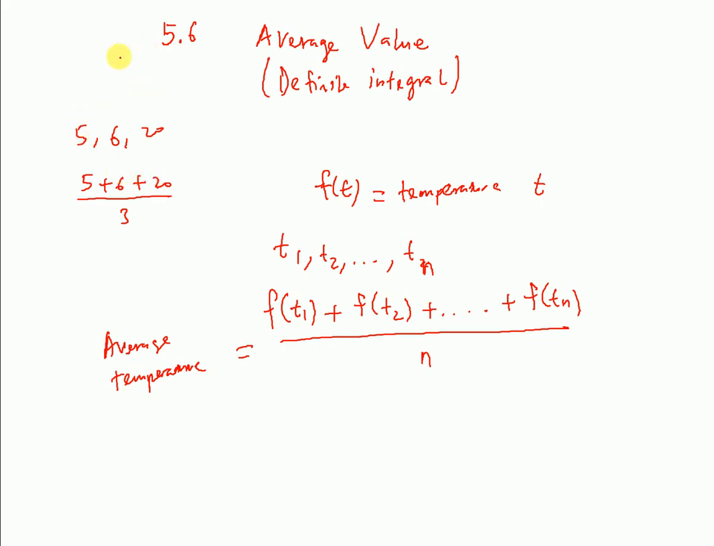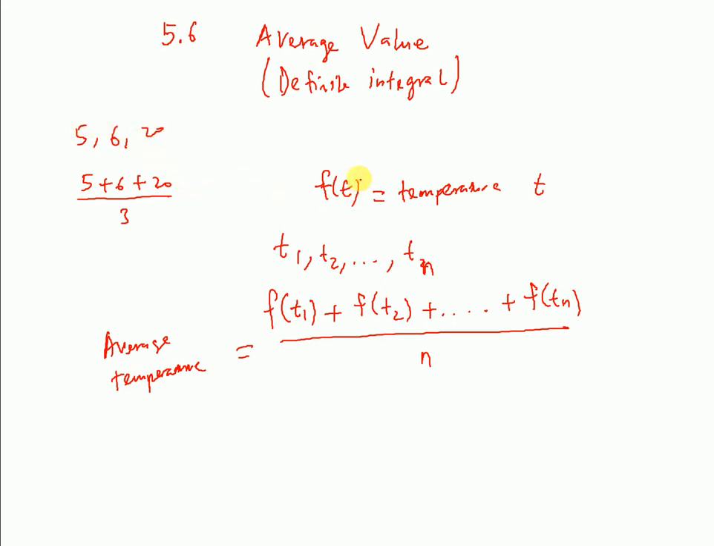For example, you have numbers 5, 6, and 20. Now you want to find the average value of these three numbers. You add them up all together, divide by 3. And 3 here is the total number of different elements you have here. In this case, we have 3 different numbers.